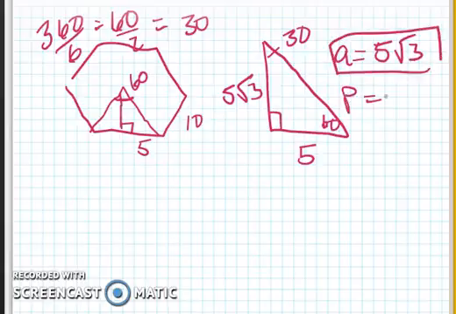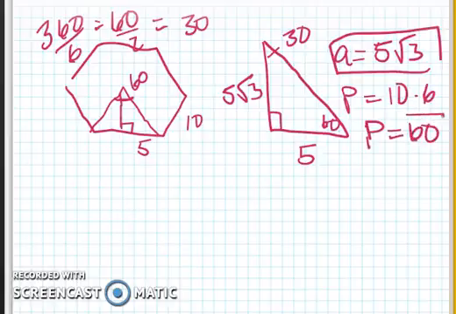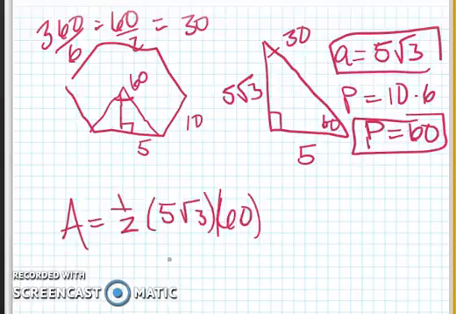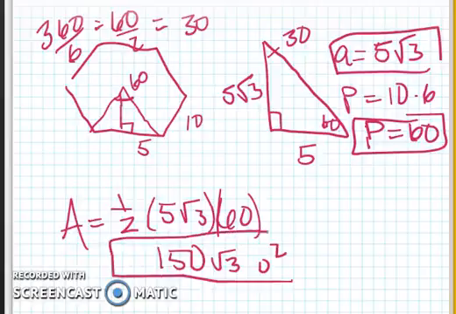We know the perimeter is going to be 10 times 6, so the perimeter is going to be 60. So knowing that information, we can just do 1/2 the apothem, 5 rad 3, times 60, and that's going to leave us with 150 rad 3 square units is our area.